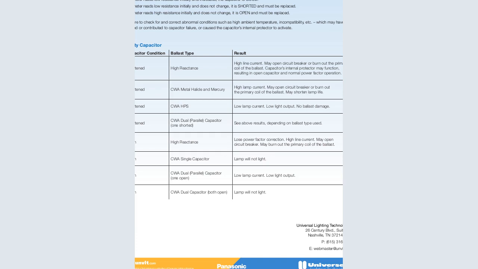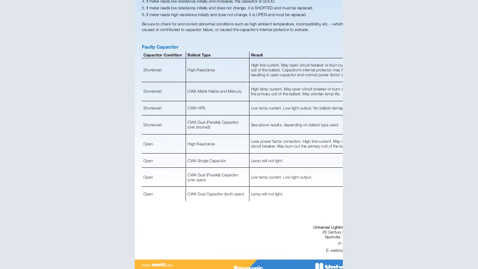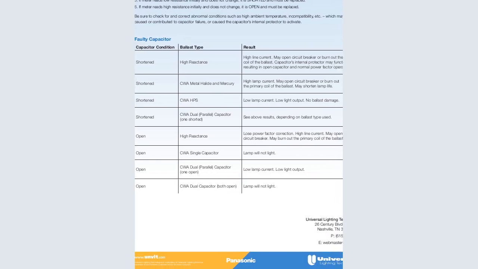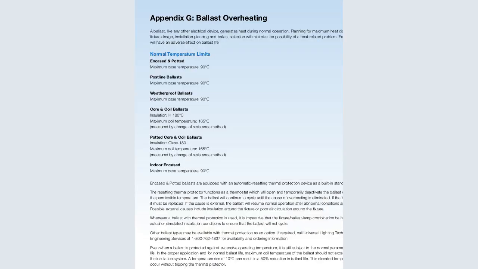If the capacitor is shorted for the CWA HPS, then the result may be low current, low light output, or no ballast damage. So that is a summary. If the capacitor is open, that is high resistance, and we have the single capacitor, you will be able to go through them as part of that. So I want to bring another slide.